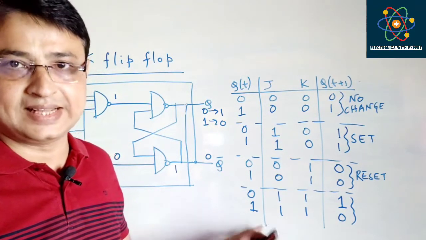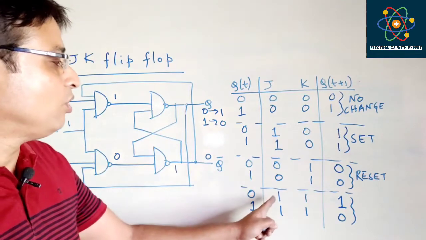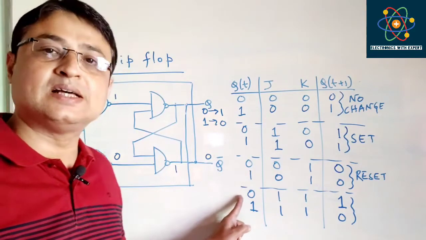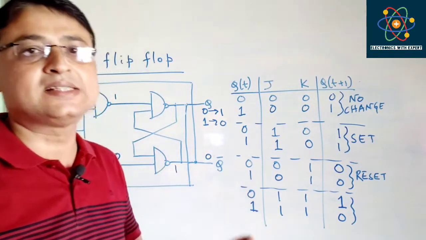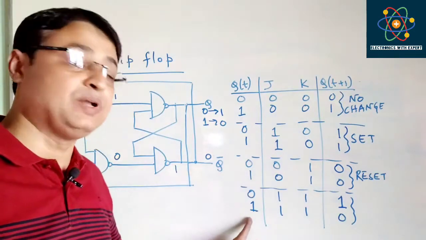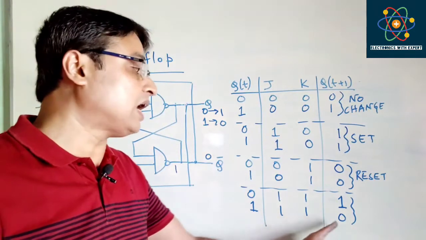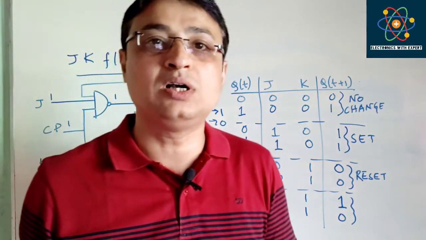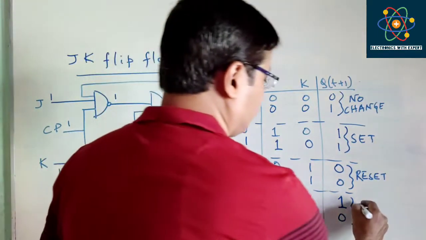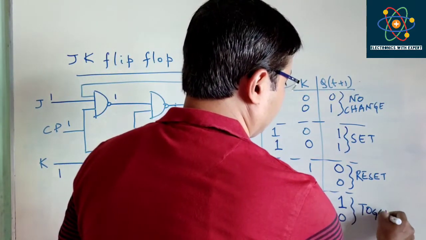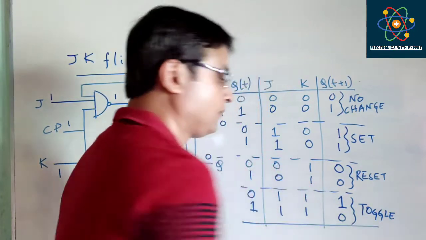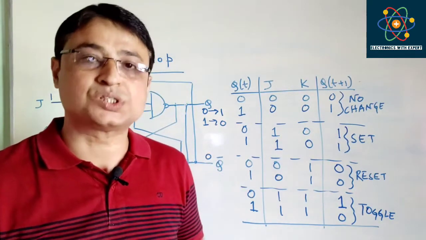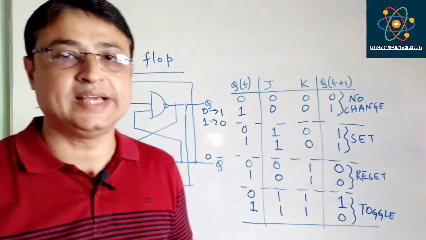Let us look at this case very carefully. Whenever J equals K equals 1, if Qt, that is the previous state output, is 0, the next state output is 1, and if the previous state output is 1, the next state output becomes 0. So this is actually the case which we call a toggle case. And remember, this is the most interesting or the most important output for a JK flip-flop.